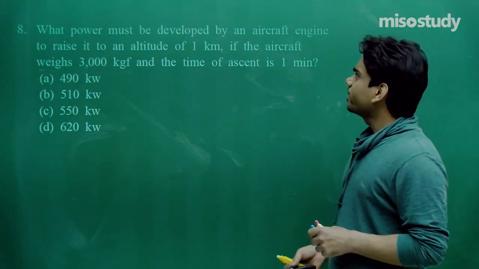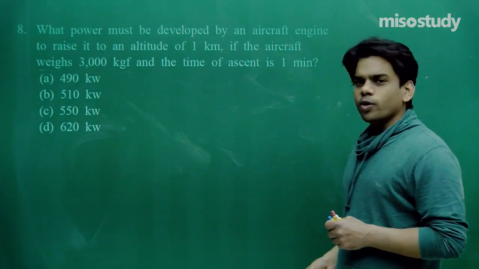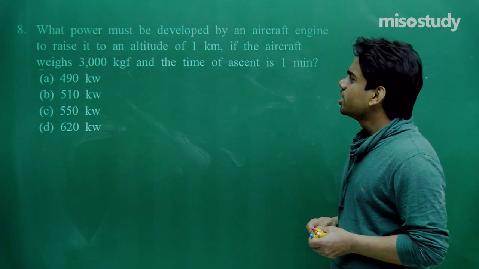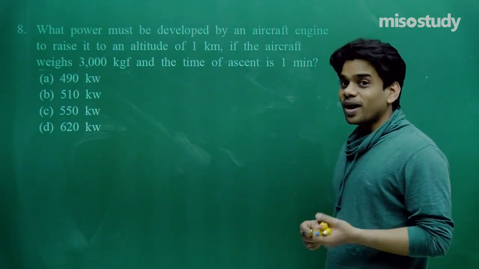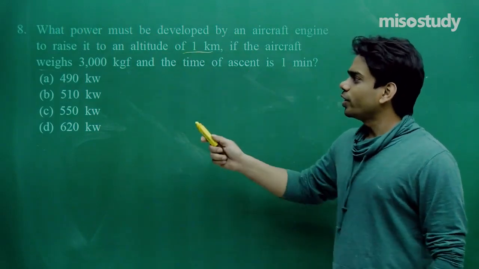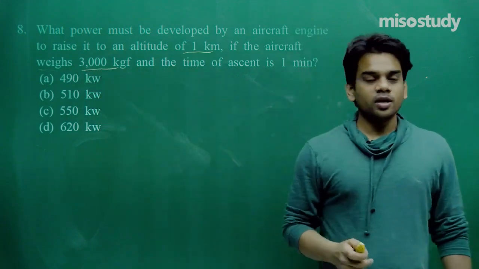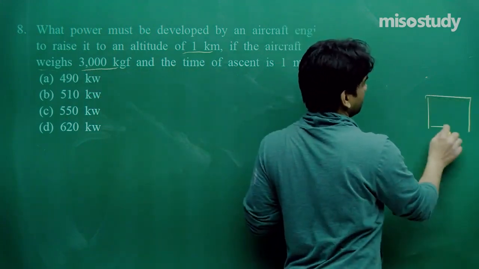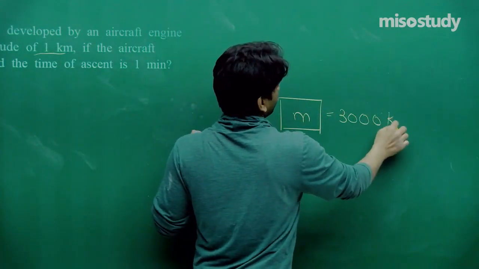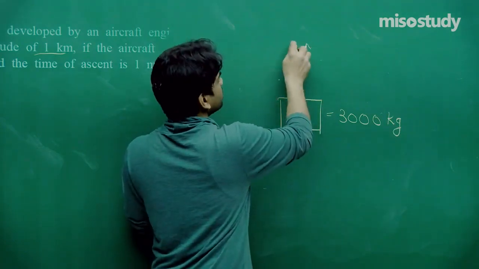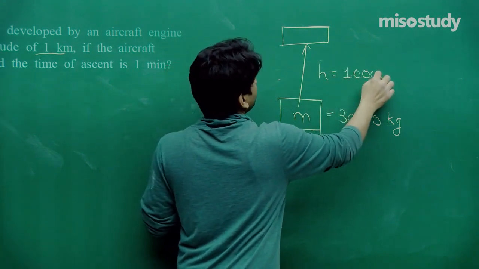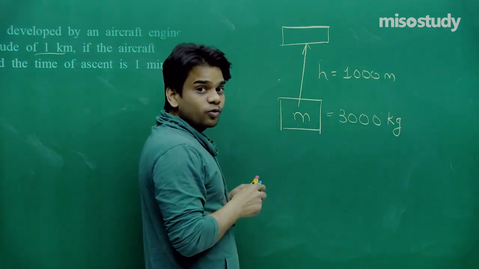What power must be developed by an aircraft engine to raise it to an altitude of 1 kilometer, if the aircraft weighs 3000 kgf, that is kilogram force, and the time of ascent is 1 minute? Power we require. First of all, to raise it to an altitude of 1 kilometer, its weight has been given as 3000 kilogram force. This is the mass that has been provided as 3000 kg. You have to lift it through a certain height. This height is given as 1 kilometer, that is 1000 meter. Power we need to find out.